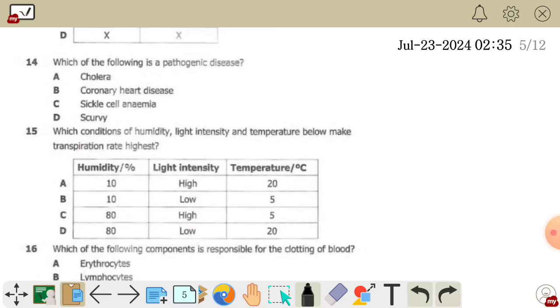Cholera is caused by a pathogen called Vibrio cholerae. But coronary heart disease is not caused by a pathogen. It is caused by blockage of certain coronary arteries which supply the heart. Then sickle cell anemia is a genetic disease which is caused by mutations of certain genes, the genes which form hemoglobin.